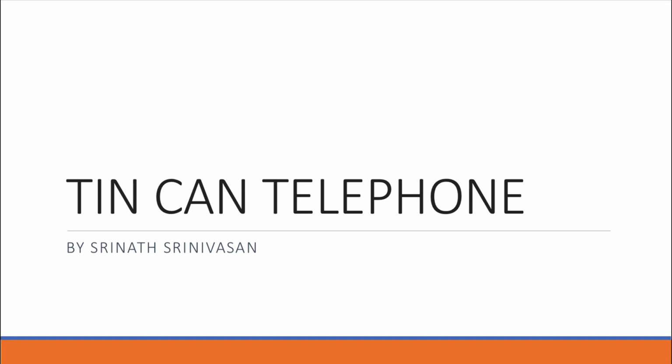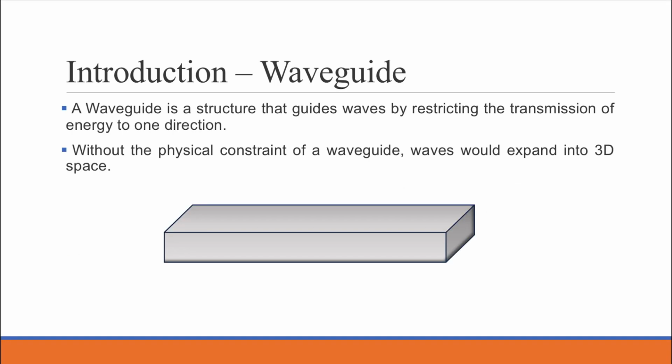Hello everybody. Today we'll talk about what is a tin can telephone. So to begin with, a quick introduction on what is a waveguide. A waveguide is a structure that guides waves by restricting the transmission of energy to one direction.